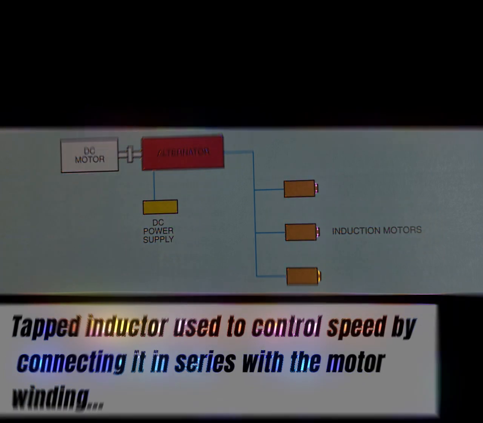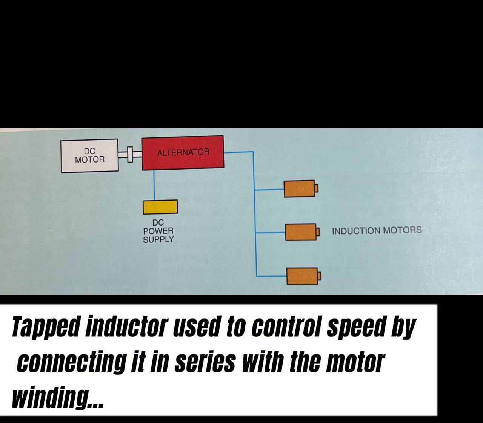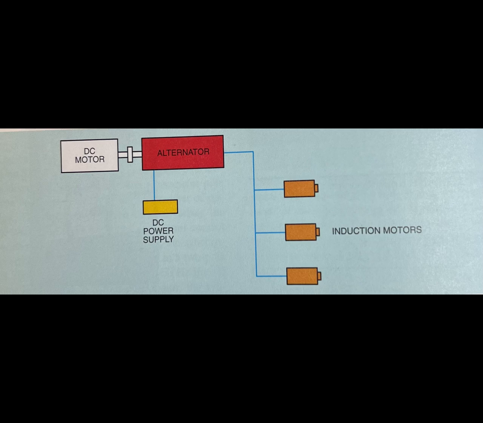A tapped inductor can also be used to control motor speed. The inductor is not used to control the voltage applied to the motor, but is used to control the impedance of the circuit. If more of the inductor is connected in series with the motor, the total impedance of the circuit is increased and therefore the current flow through the motor is decreased.